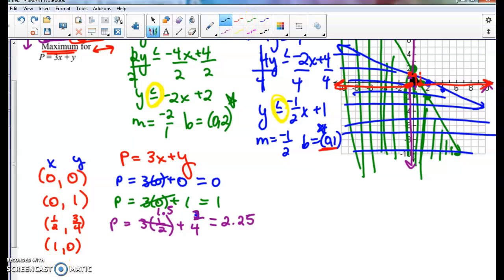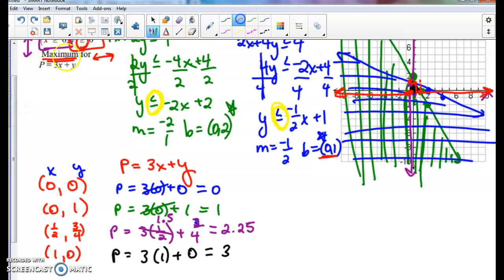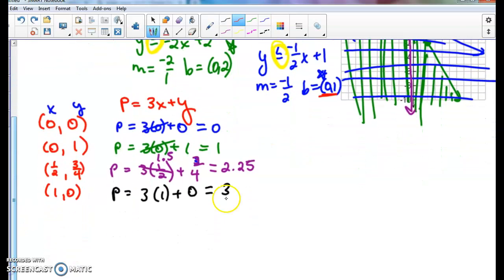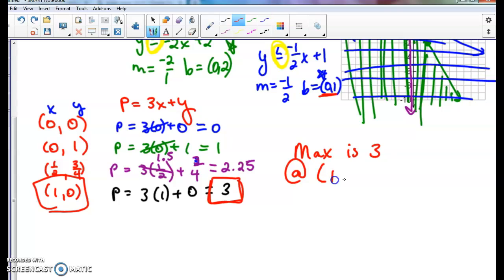And now our last one is going to be p equals 3 times our x value is 1 plus our y value is 0 equals, now 3 times 1 is 3. 3 plus 0 is still 3. There we go. If we come back up here, we were asked once again for the maximum. So the maximum is the biggest value. So if we look down here, our biggest value is 3. So we say we have a max is 3 at, and our vertice there is 1, 0.